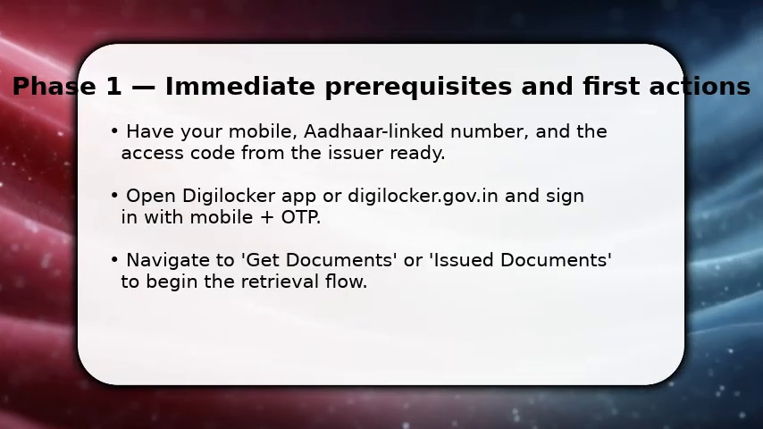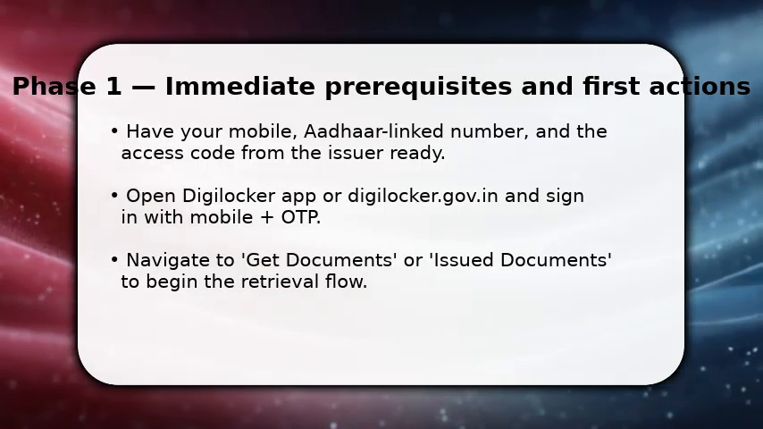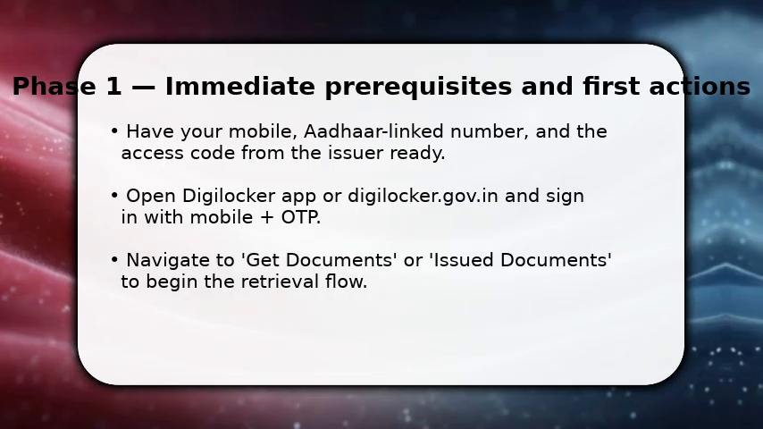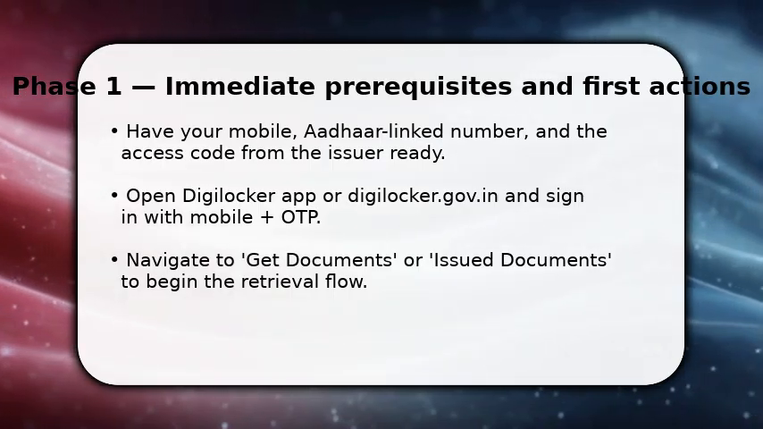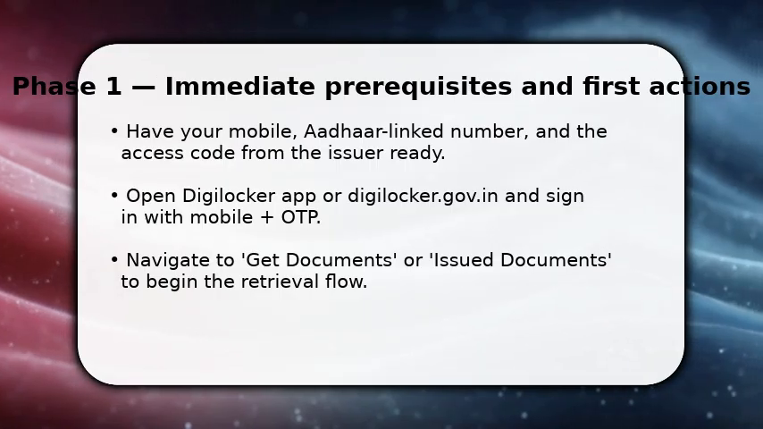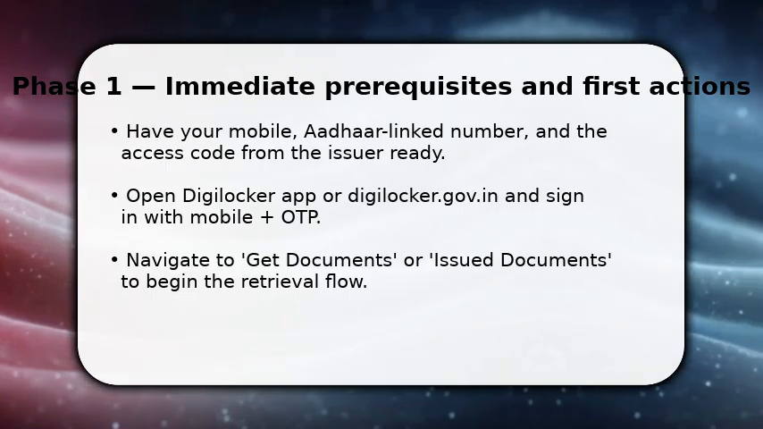You start by making sure you have the access code the issuer gave you, your Aadhaar-linked phone nearby, and Digilocker open. Sign in with your mobile number and complete OTP verification. This proves your identity. Once done, tap Get Documents or Issued Documents. That moves you from Setup into the Retrieval screen.